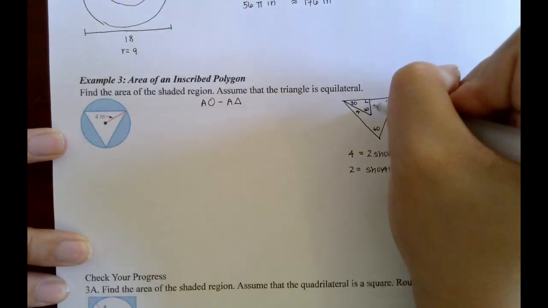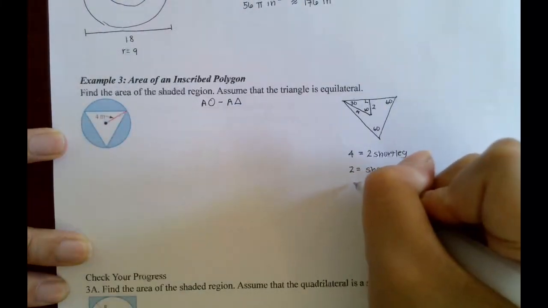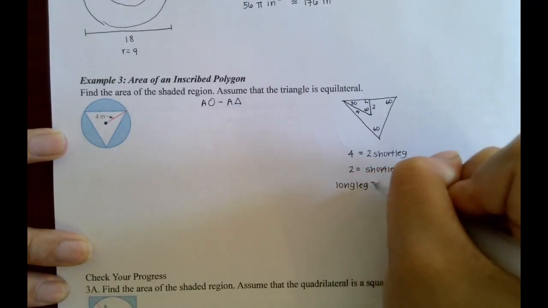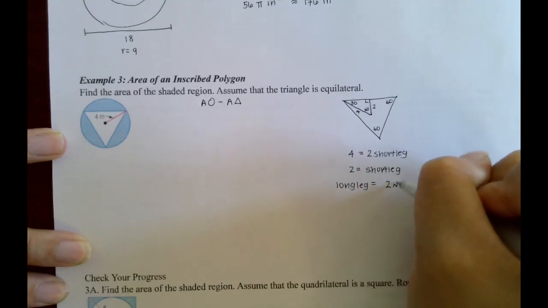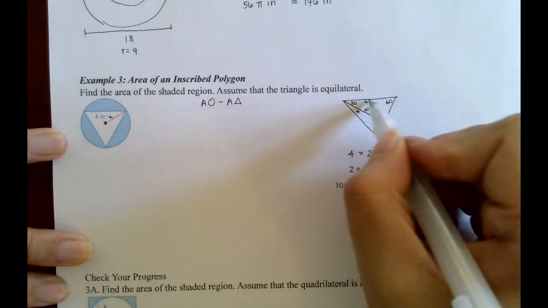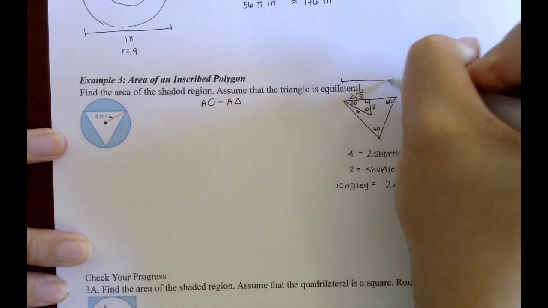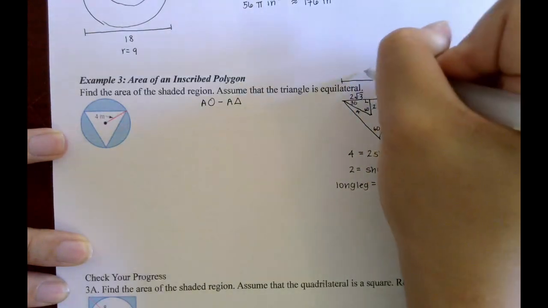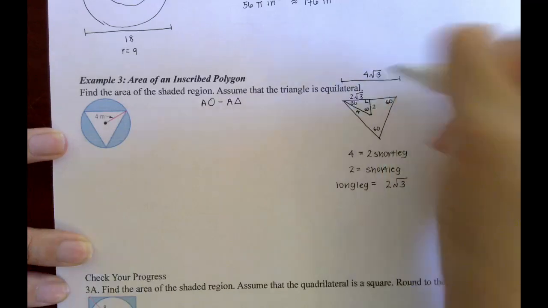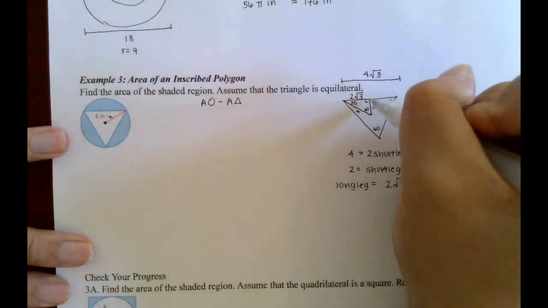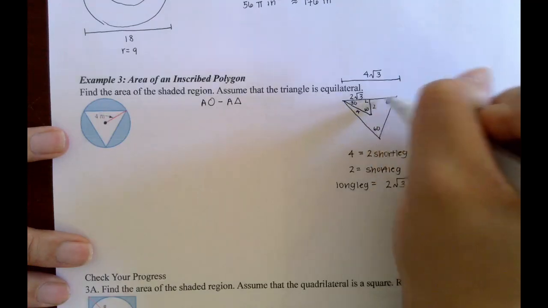Right, so here's the 2. Good. And then since the long leg is square root of 3 times the short leg, which is 2, this long leg here is 2 square root of 3. But the whole thing, double, would be 4 square root of 3. Right. So now we've got the apothem and the side.